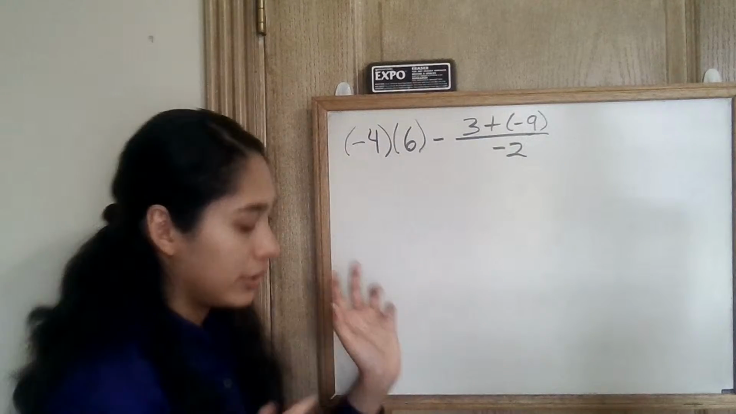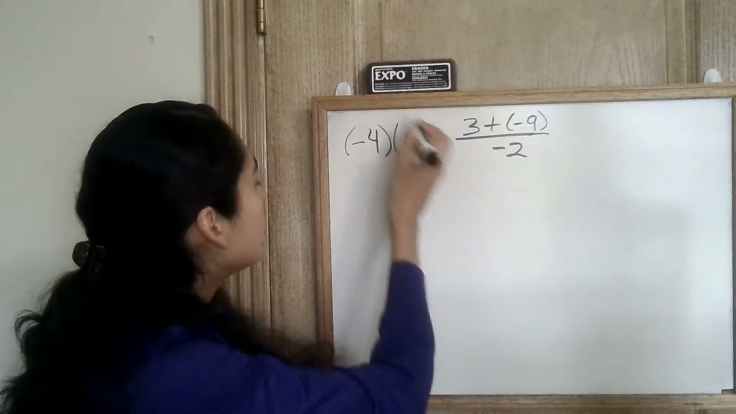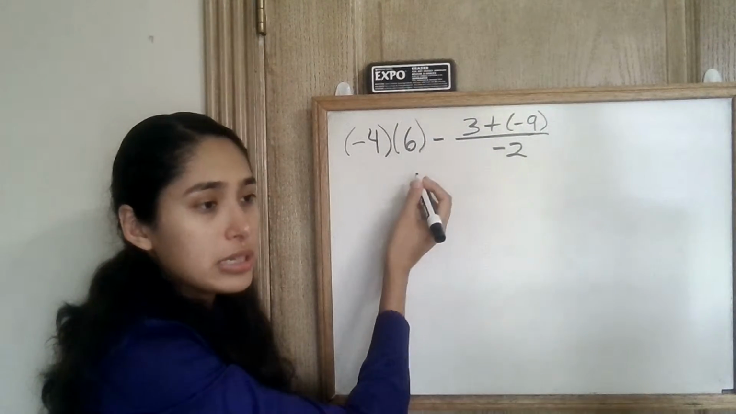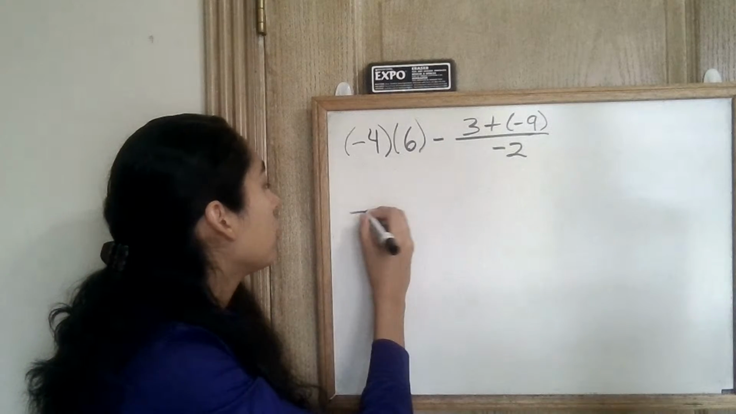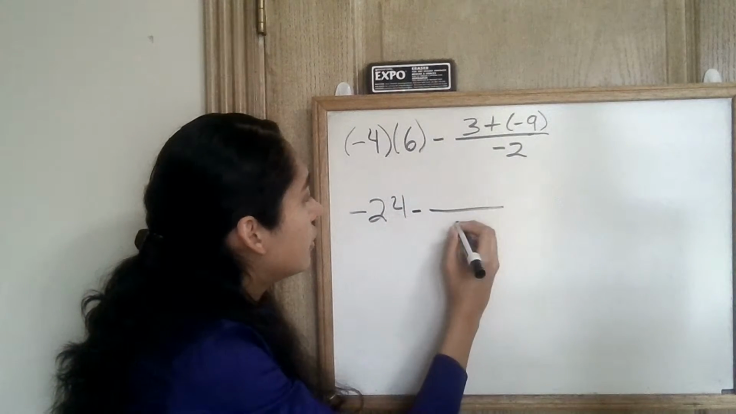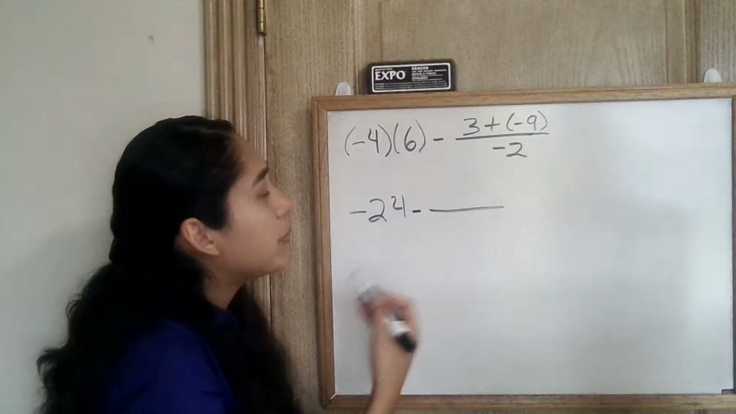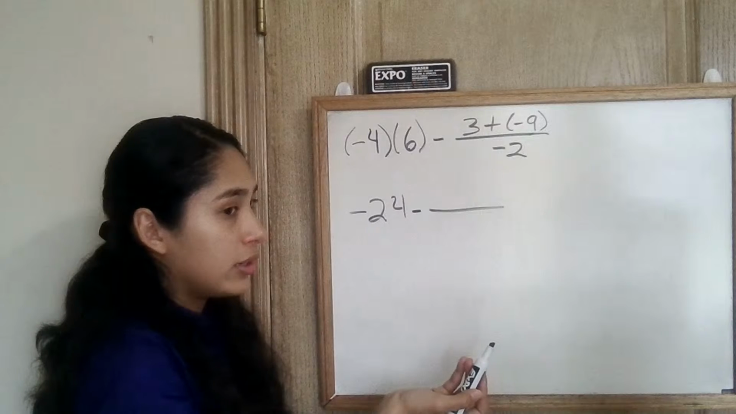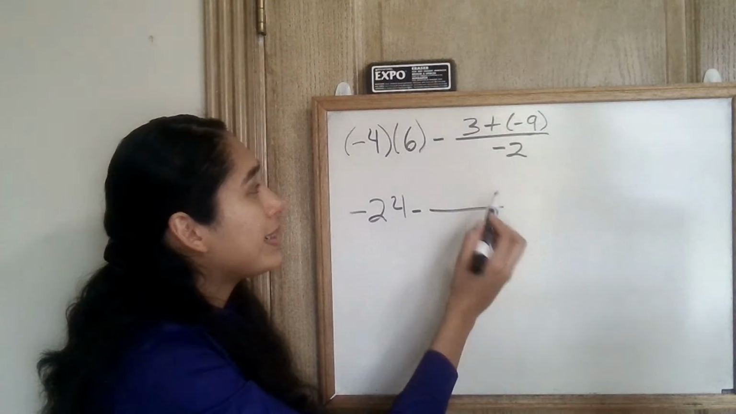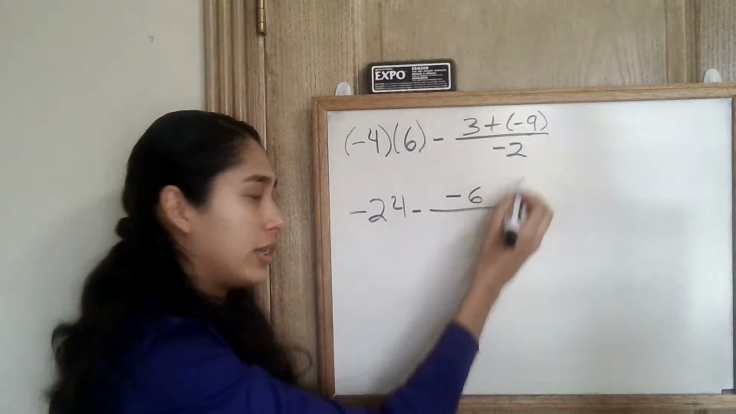But let's simplify this. Okay, so we're going to do this chunk by chunk. This is a very easy chunk to deal with. So -4 times 6, we get -24. Minus. This is another chunk we can deal with very easily. So 3 plus -9 is the same thing as 3 minus 9. So 3 minus 9 is -6. Okay. I'll leave the -2 the same.